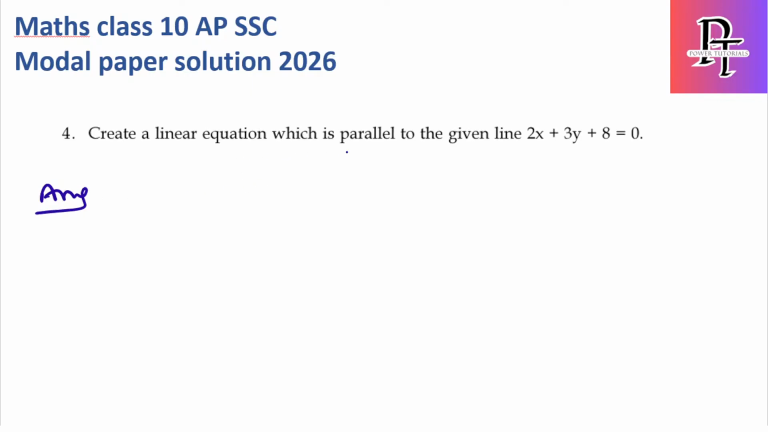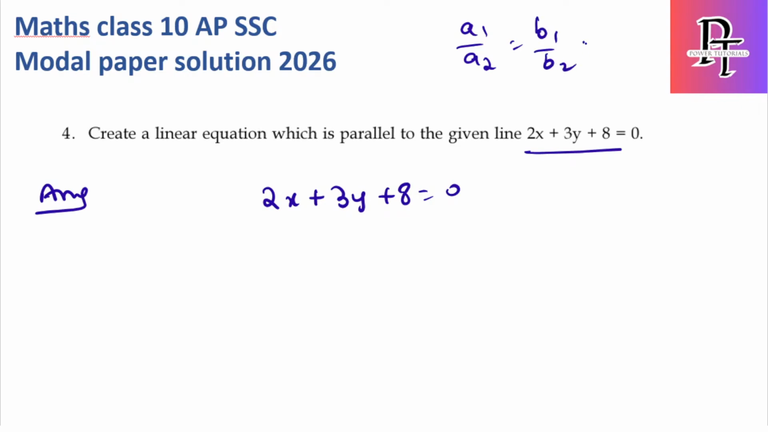Create a linear equation which is parallel to the given line. Okay, so parallel to the line 2x plus 3y plus 8 is equal to 0. So what is the condition for parallel lines? The condition for parallel lines is a1 by a2 should be equal to b1 by b2 and should not be equal to c1 by c2.